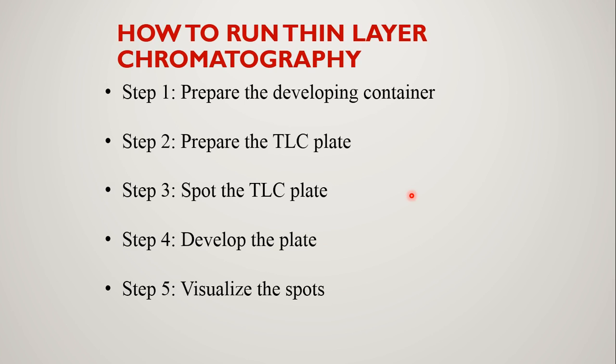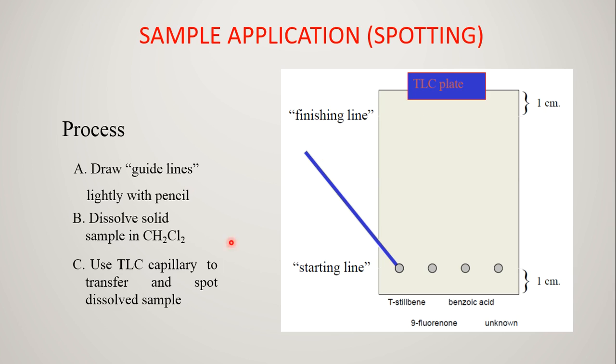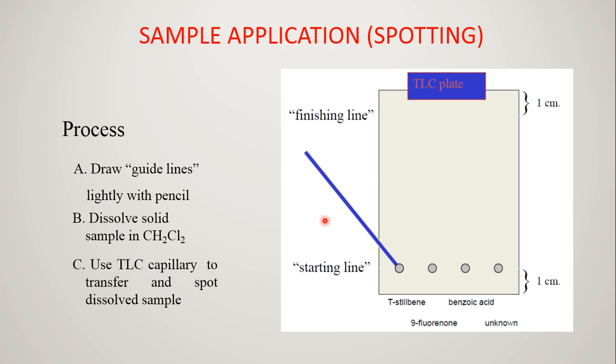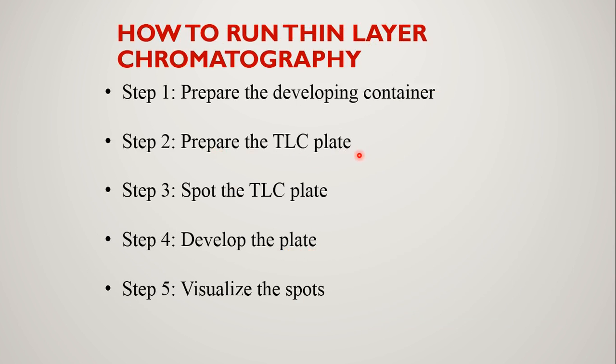Here are the steps. First step is prepare the developing container, the container which contains a mobile phase or mixture of solvents. Second step is preparation of the TLC plate. As I showed here, this is the preparation of the TLC plate. Then the third is spot the TLC plate. That is, here it is shown spotting the TLC plate. Now preparation of the TLC plate was discussed in an earlier lecture, where we saw 4 types of methods: pouring, spreading and spraying, these types.